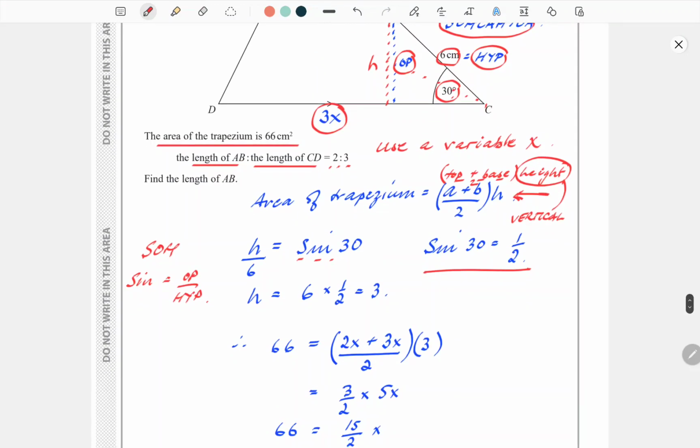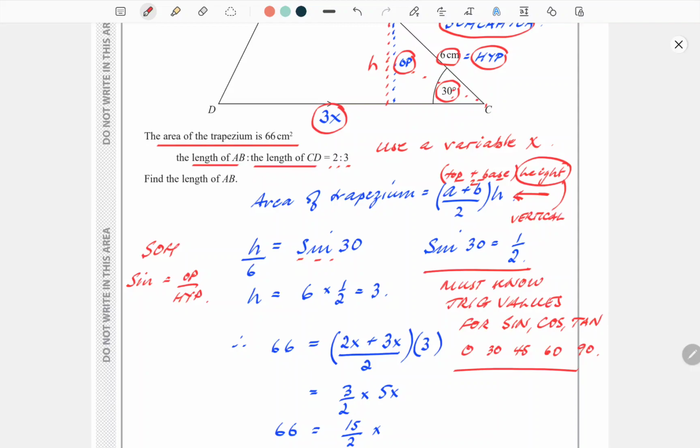And I am going to write something here. In the new GCSE maths papers, they expect you to know trig values for sine, cos, tan for 0, 30, 45, 60, and 90. So make sure you learn these.